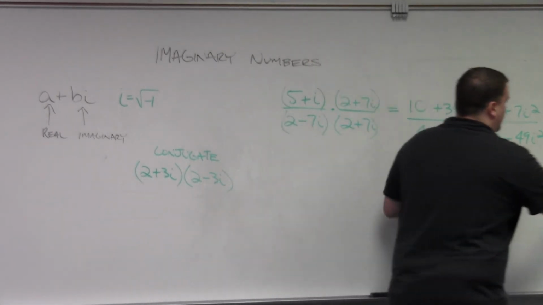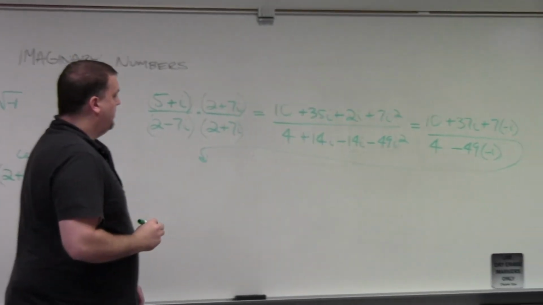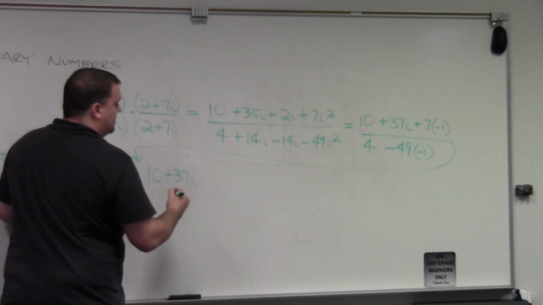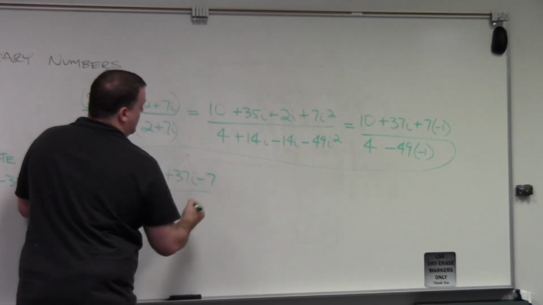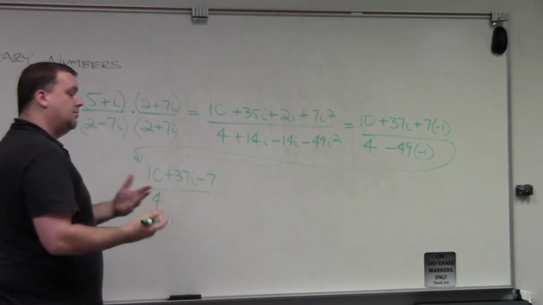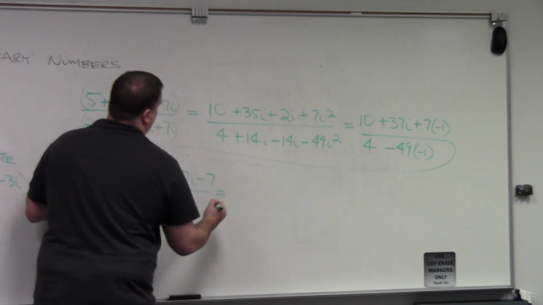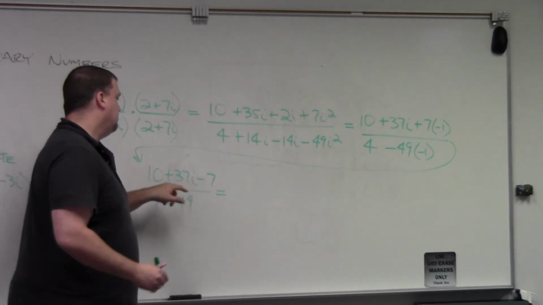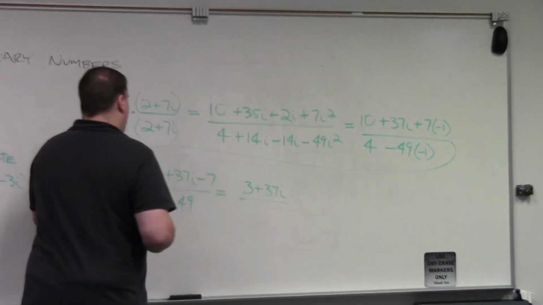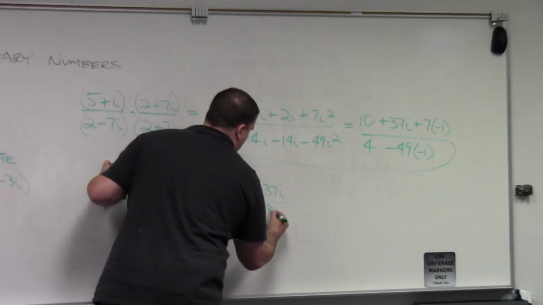So I'll take this step and move it over here. So I've got 10 plus 37i. 7 times negative 1 is negative 7. On the bottom, I've got 4. And that negative 49 times negative 1, we're going to add 49 now. So let's add some like terms here. 10 minus 7 is 3. 4 plus 49 is 53.